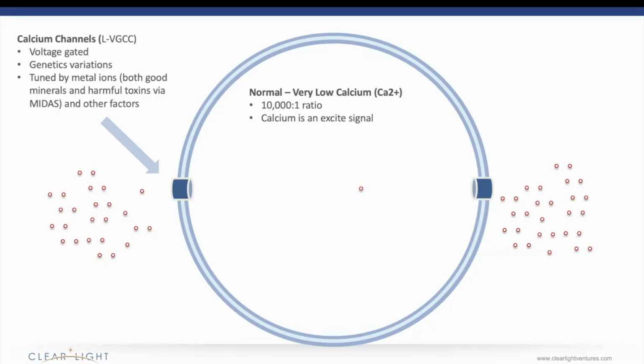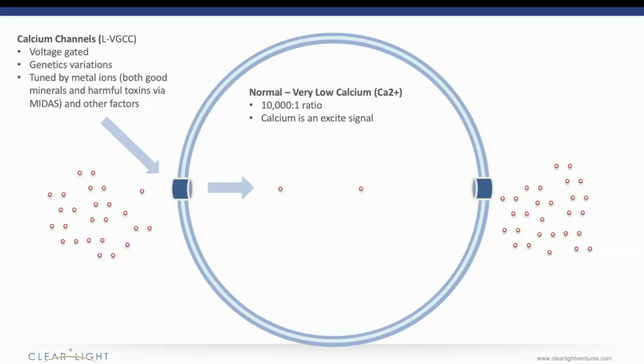The channel that allows the calcium to get through is gated by voltage. So that's what allows the calcium to get in when there's more voltage, or more of an electric field. There are genetic variations in these channels, like we just talked about. And some of these channels can be tuned. The calcium channels can be tuned by mineral levels and by toxins. They have a MIDAS receptor, metal ion dependent adhesion site, that can tune the calcium channels.